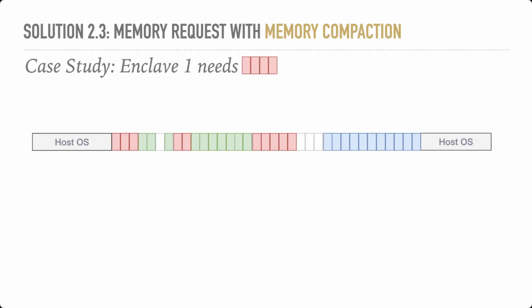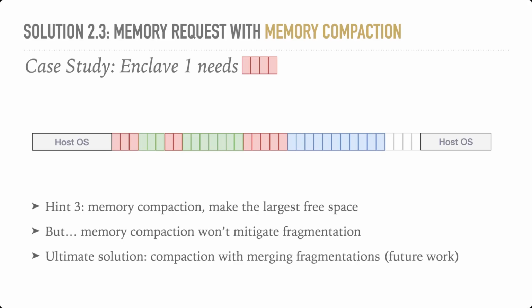So in this case, we introduce memory compaction. It means we will scan each memory block to be allocated, and move it to the left as much as possible. So in this way, we can make the largest free space on the right side. But you will see, although we do make the largest free space, we cannot simply put these 4 blocks into this area because it will introduce another fragment.